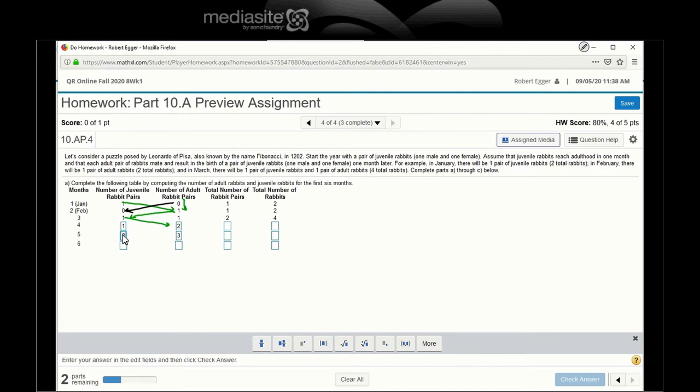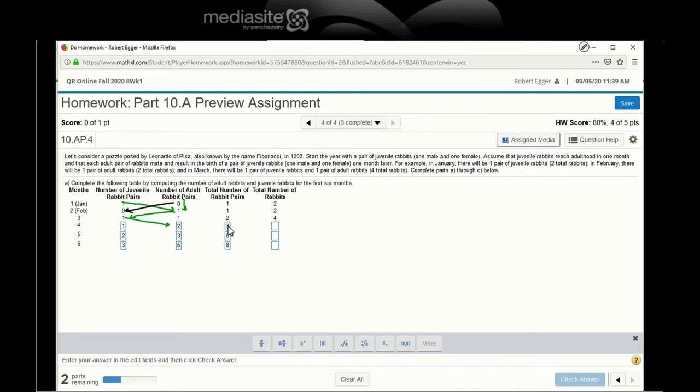Next month, these 2 juveniles grow up to be adults. We'll add these 3 current adults to 5. And these 3 adults will then give us 3 pairs of juveniles. These are all just the additions of the juveniles plus the adults. So 1 plus 2 is 3. 2 plus 3 is 5. And 3 plus 5 is 8. So make sure: 1 plus 1 is 2, 1 plus 2 is 3, 2 plus 3 is 5, 3 plus 5 is 8.